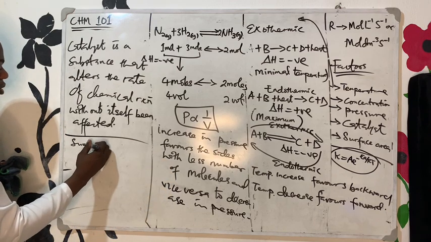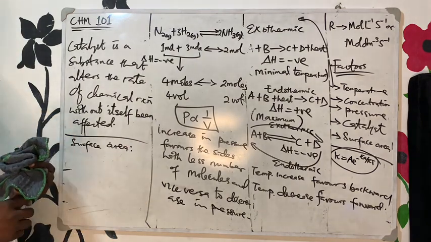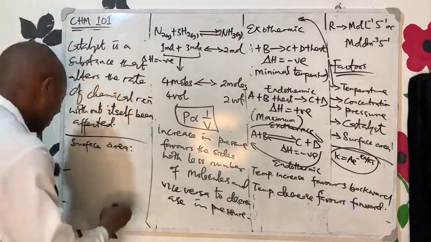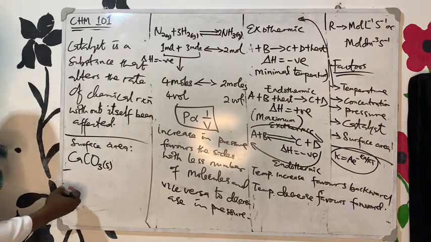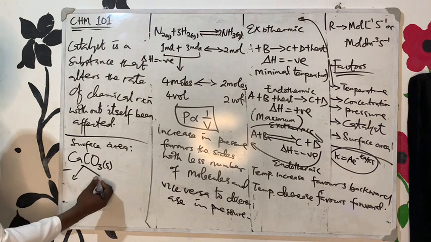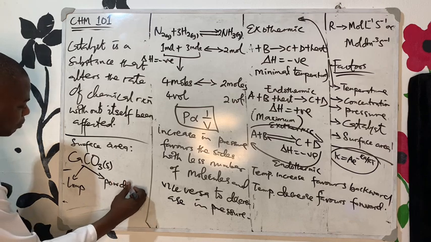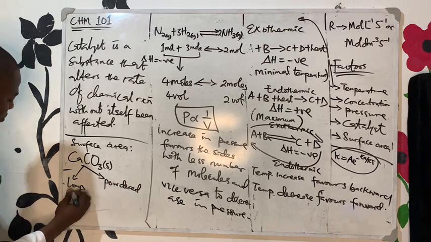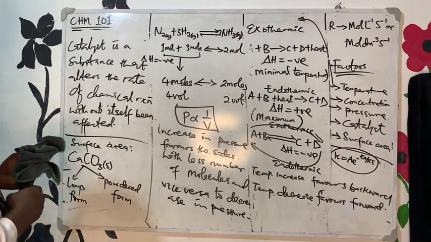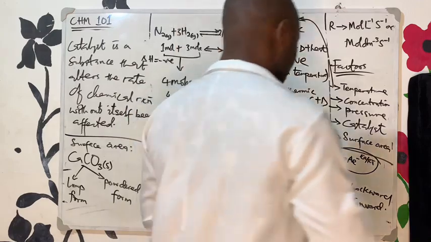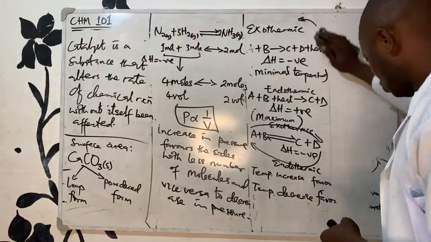Surface area, that's the third factor before we conclude this session. One thing to say here, surface area is mostly for solid reactants. Mostly when we talk about, for example, CaCO3, this is a solid, we call it limestone. Now, this can be of two forms. We have the lump form, and we have the powdered form. So that is calcium carbonate, CaCO3. In CaCO3, there's something I want you to get.